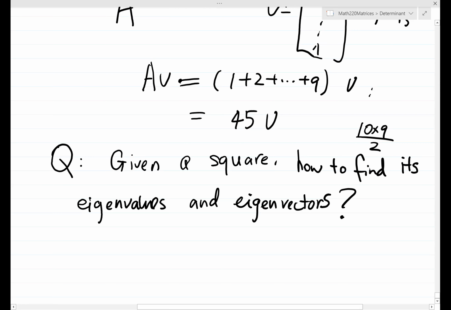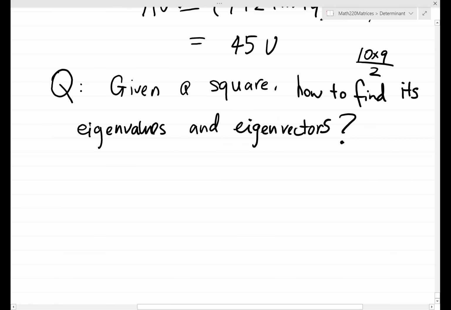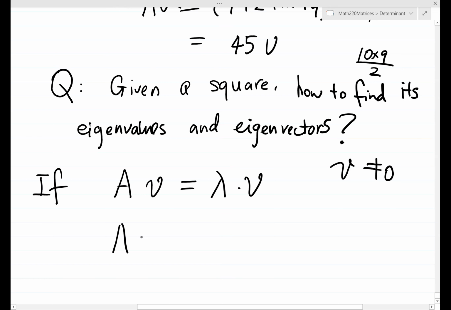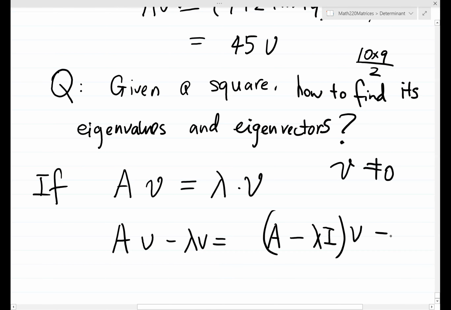Now we use the definition. Let's go back to the definition. Suppose we have matrix A, and we have an eigenvector: A times V equals lambda V, where V is non-zero. Then if we write it in this manner, AV minus lambda V, in this form, (A minus lambda I) times V equals 0.